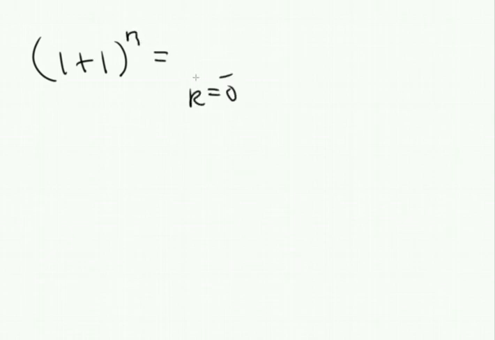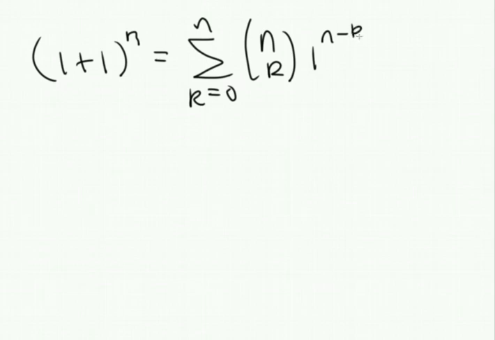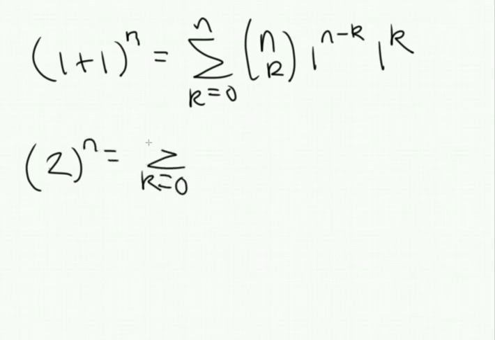So, using a equals 1 and b equals 1, we have (1 + 1)^n equals the sum from k equals 0 to n of n choose k, 1^(n-k) times 1^k, which is 2^n equals the sum from k equals 0 to n of n choose k.